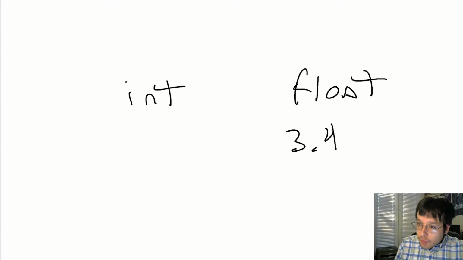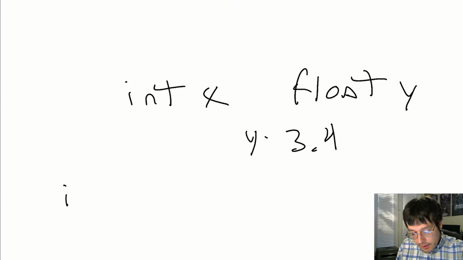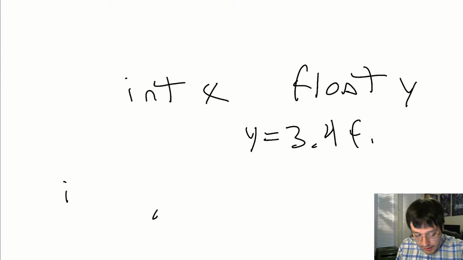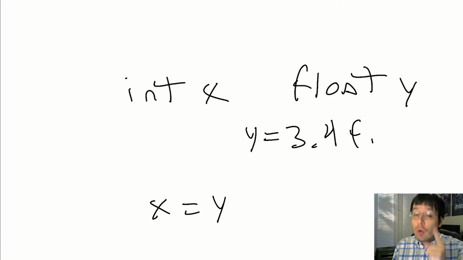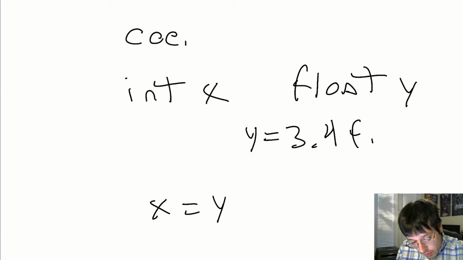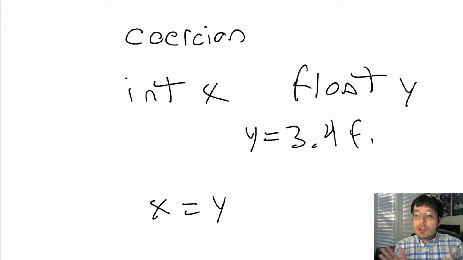So you can always just create an integer variable, say int x and float y, and let's say that you're storing in y that 3.4f. And if you go and say x is equal to y, what you're doing there is known actually as coercion. Let me go ahead and write that out. So that's coercion. And what coercion is, it's sort of like behind the scenes casting.